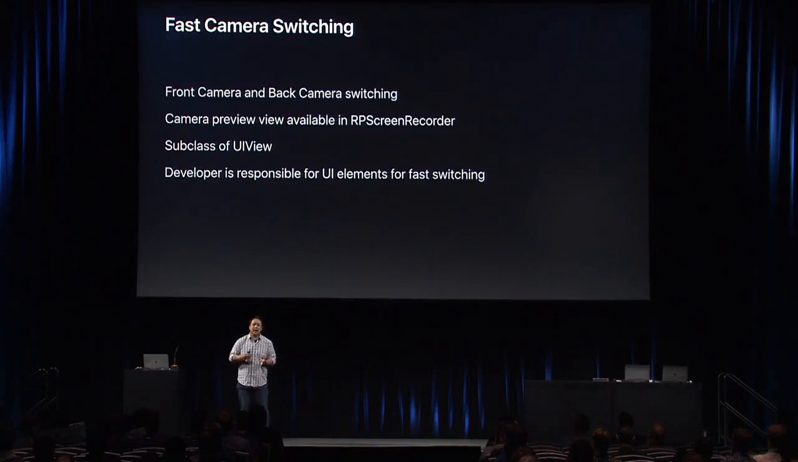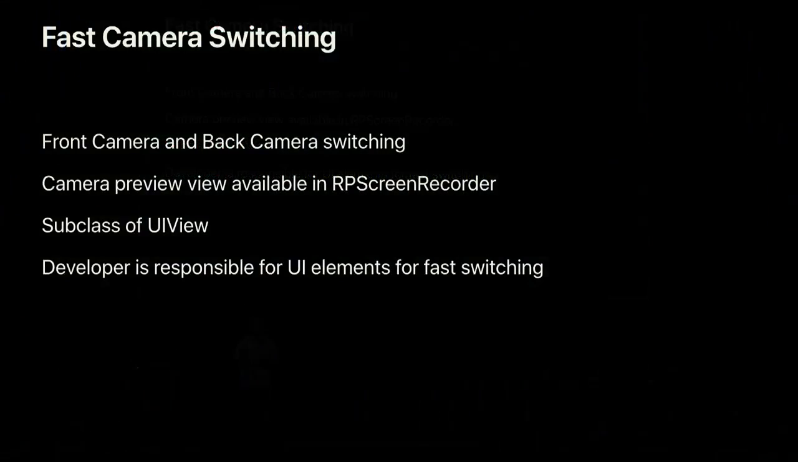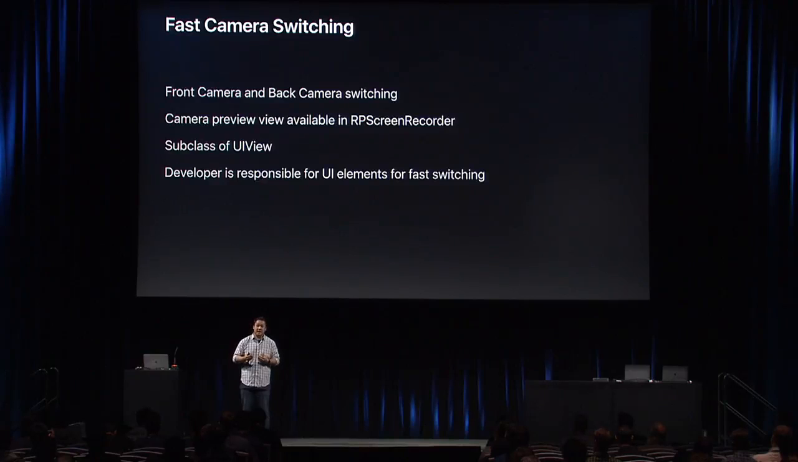Fast camera switching allows you to change the camera feed in the camera preview view found in RPScreenRecorder to use either the front camera or the rear camera. The camera preview view found in RPScreenRecorder is a subclass of UIView, so it can be added to just about any application. Developers are responsible for UI elements that allow the user to present and dismiss the camera preview view, as well as UI elements that allow the user to switch the camera preview view. Let's go ahead and take a quick look at the API for fast camera switching.